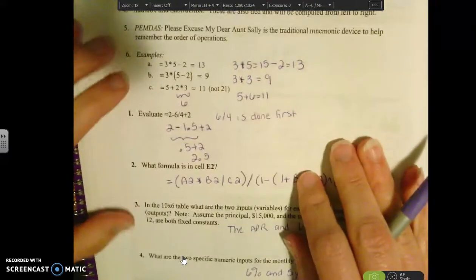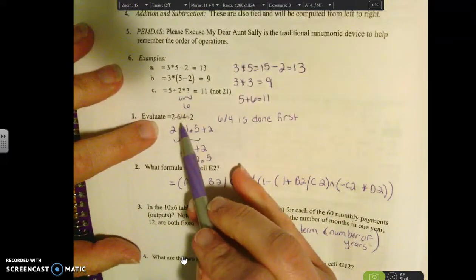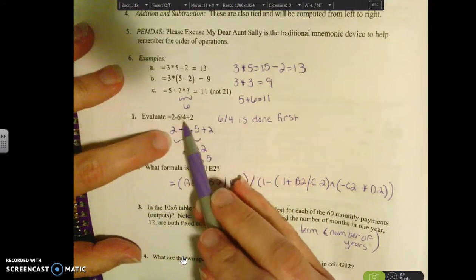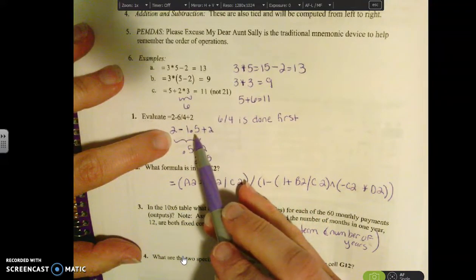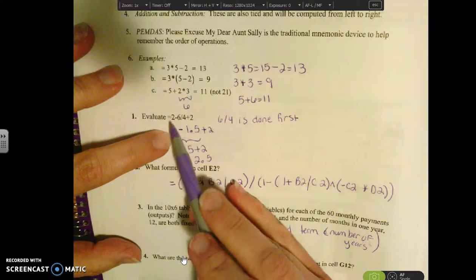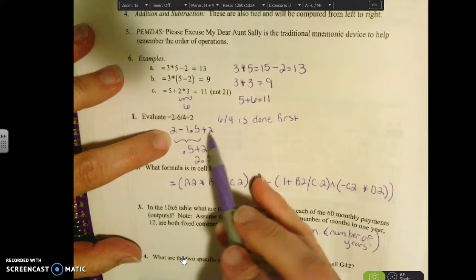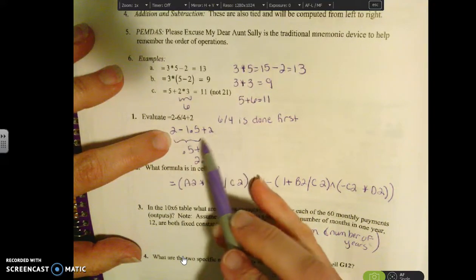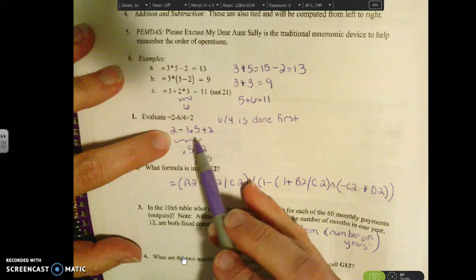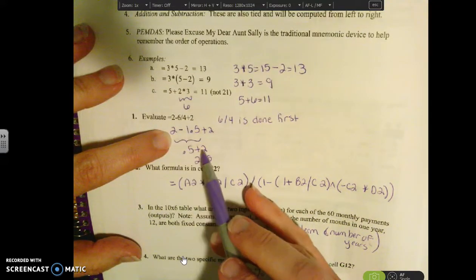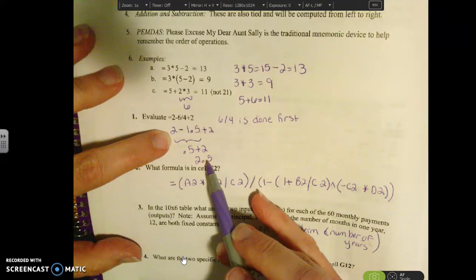On the next example, you have to do this one on your own. The 6 divided by 4 would be done first because that's your division. So 6 divided by 4 is 1.5. Then I just rewrite the problem: 2 minus 1.5 plus 2. Addition and subtraction has to be done left to right, so you don't do addition and then subtraction. You do it left to right. So that would be 0.5 plus 2, which is 2.5 total.